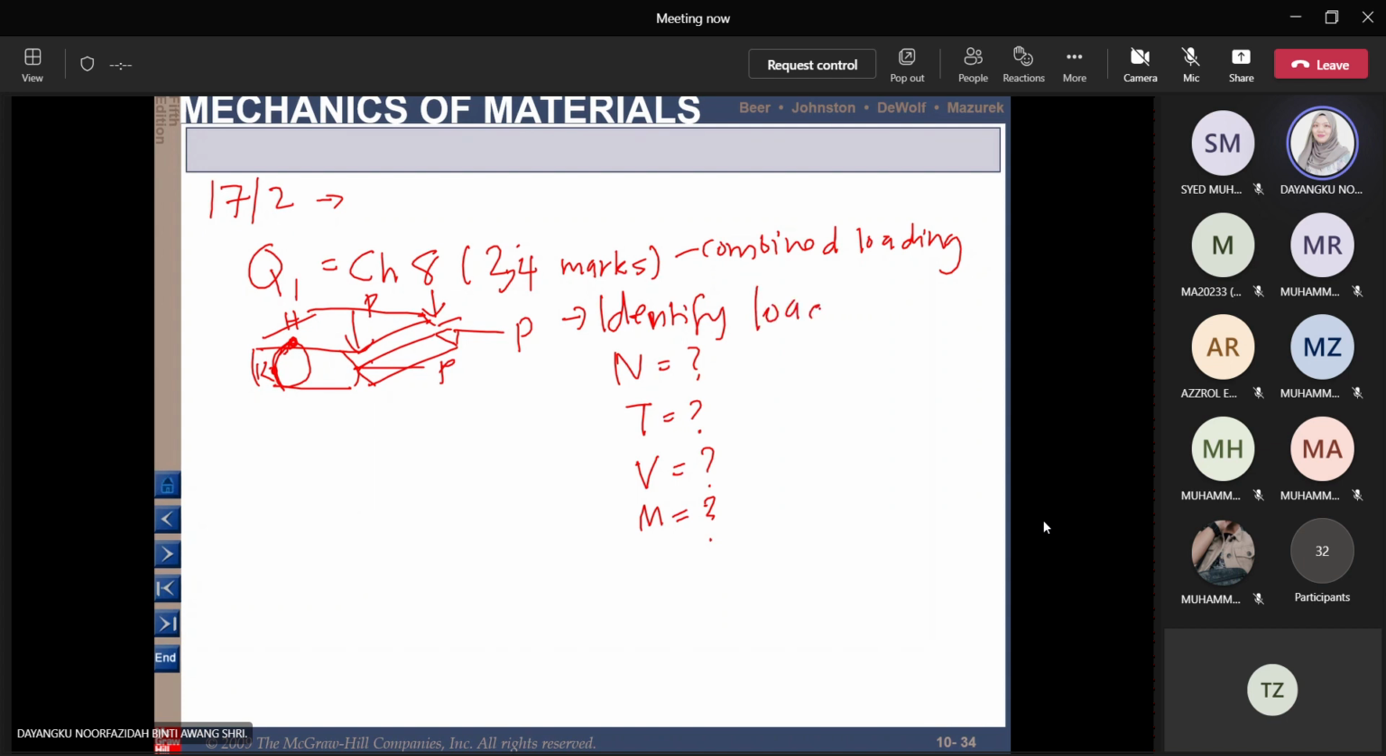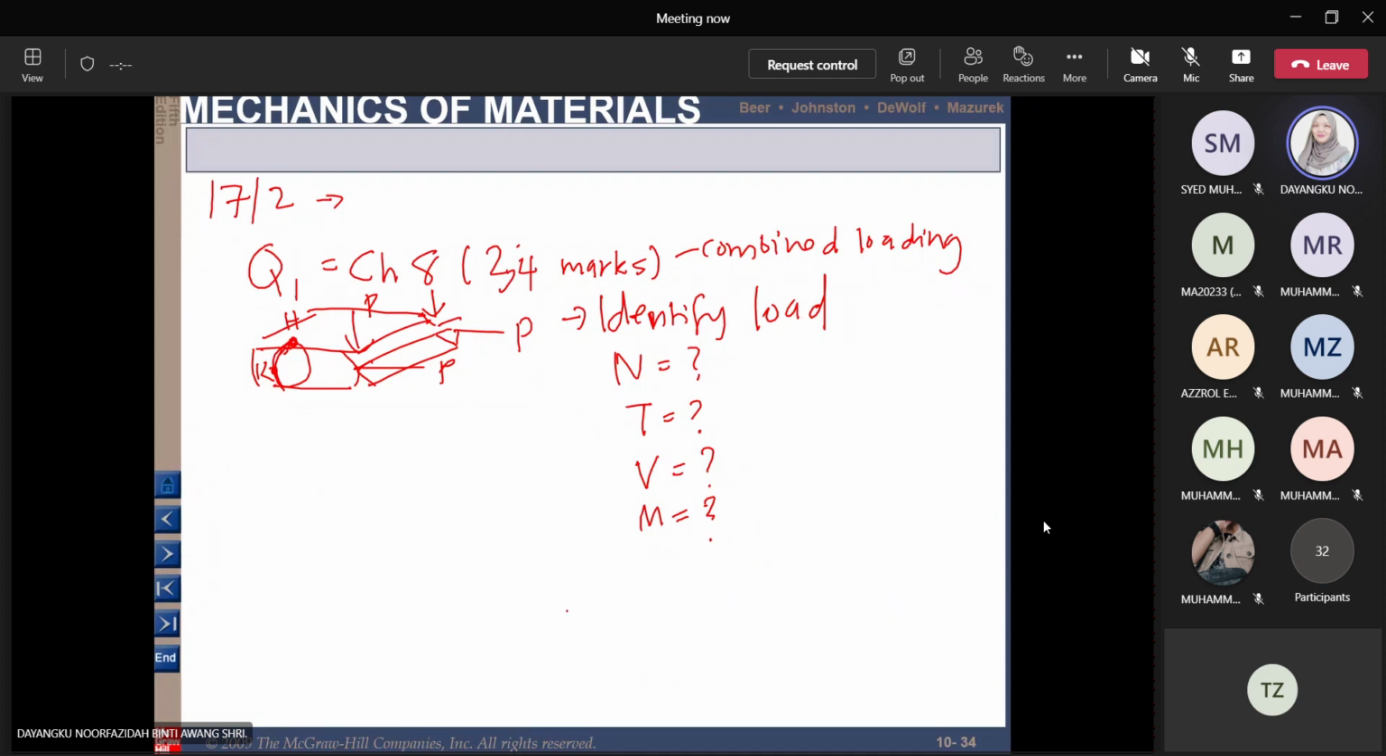So first you need to identify the load. So just list out. If you're not sure, just list out. Is there P or not, is there T or V? And put it over there. Okay, and usually the loading exists. So you will have the loading.